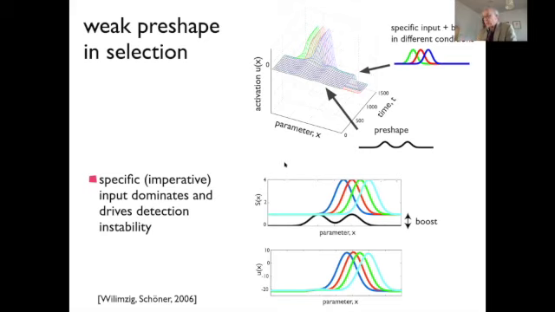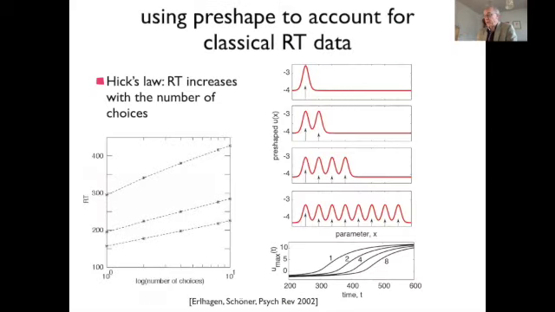So at the end of today's lecture, I will show you the opposite limit case when the input is a small bias and the pre-shape is the dominant term. That's when you have a categorical task, for instance. So in this limit case, you can try to account for all classical laws. So we did in a paper we wrote about 10 years ago. We accounted for classical facts. Maybe those who studied psychology know Hicks' law.